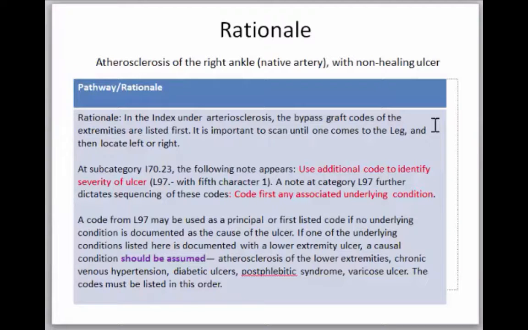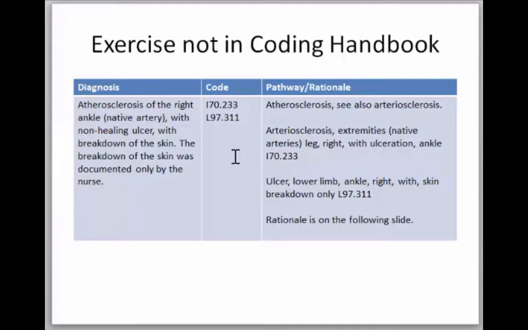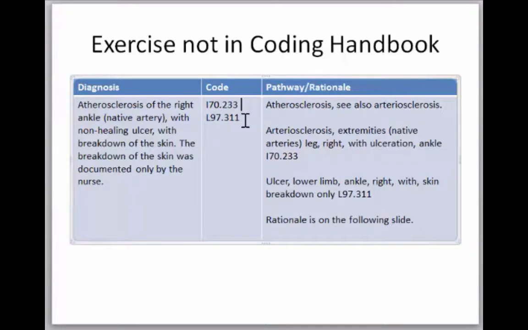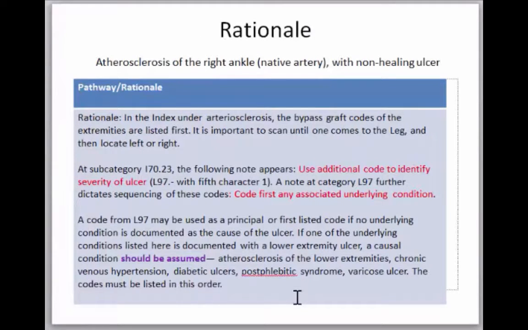Also, at the I-70.23, there is an additional code to identify the severity of the ulcer, and a code first any underlying conditions. So you can see where, in the previous slide, we did code that arteriosclerosis first, and then our ulcer code. And it's telling us that we could use the L97 code as a principal if no underlying cause had been documented. But because we did have the arteriosclerosis documented, we're going to sequence that first, and the L97 would be a secondary code in this case.